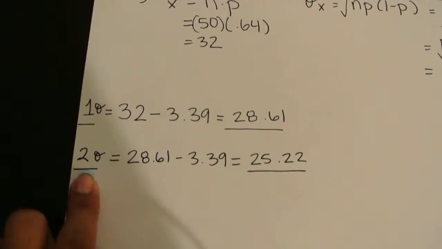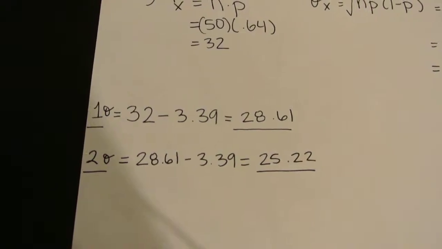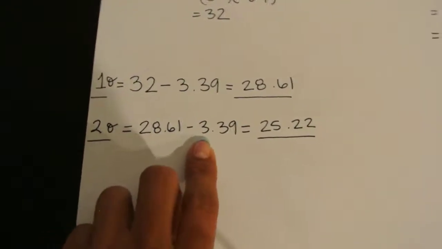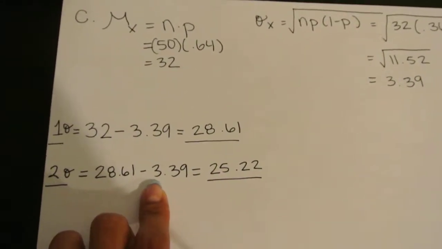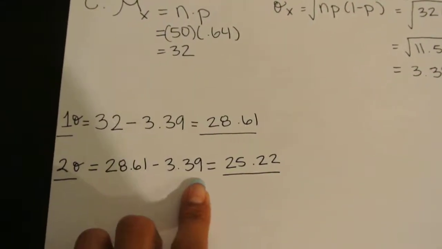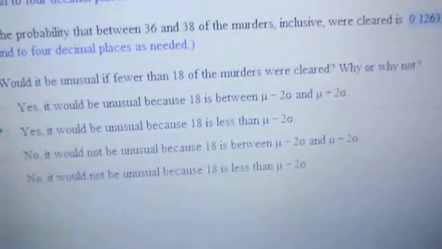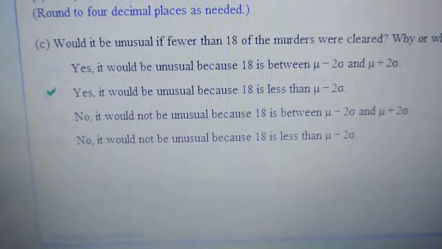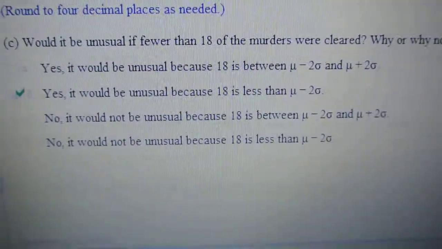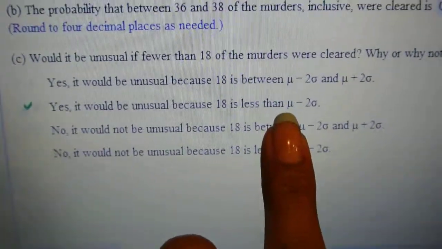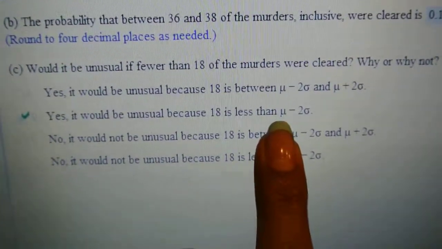And to get your second standard deviation away from the mean, you're going to take your 28.61, which is your first, and you're going to subtract the standard deviation yet again, which is 3.39, and that would be 25.22. So back over here, I said that it would be an unusual event because 18 is less than 2 standard deviations away from the mean. So that's just what we calculated over here.